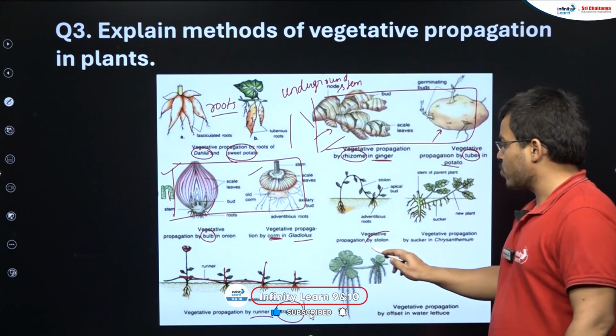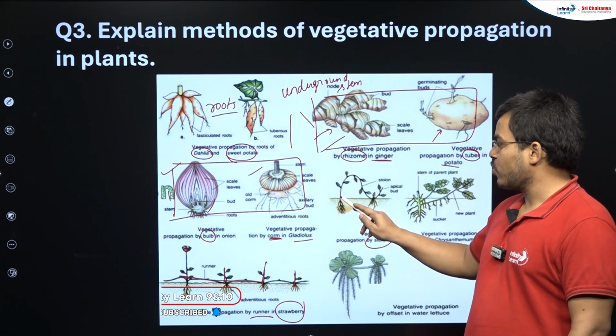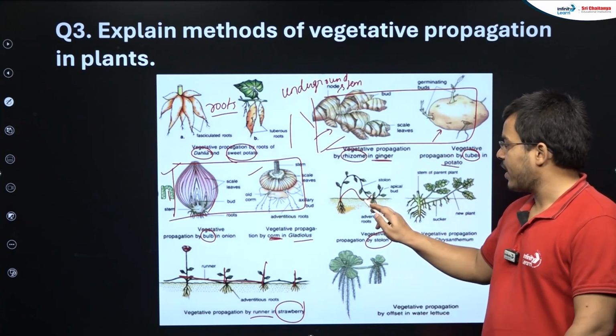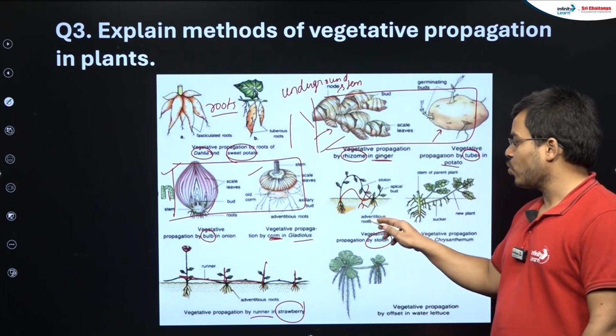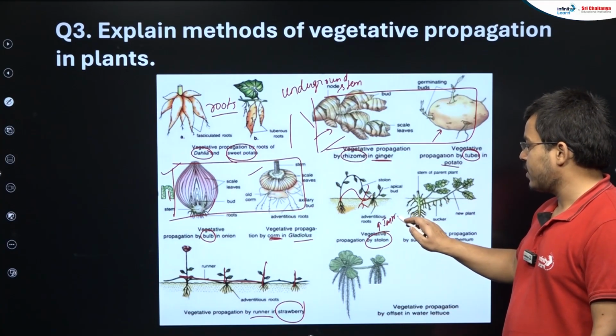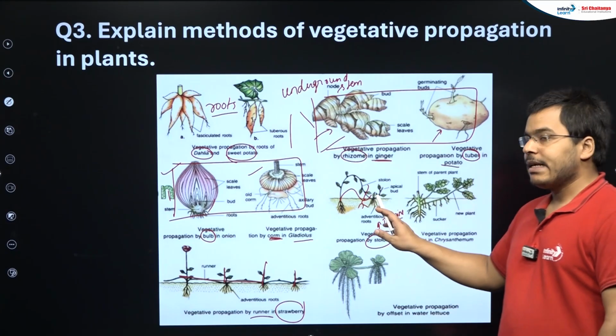Then we have stolon, students. Stolon is a process in which a branch that is near the soil will touch the soil, and a new plant will arise from here. This is the stolon. You can see this in your jasmine. In the jasmine plant, it is a very usual thing that happens. This is also known as the layering process.